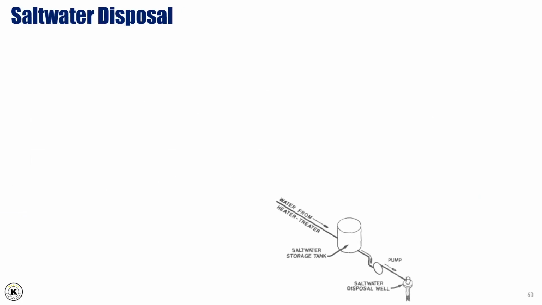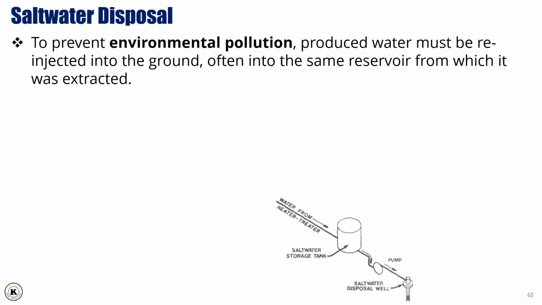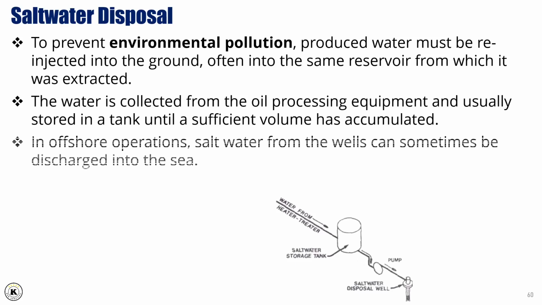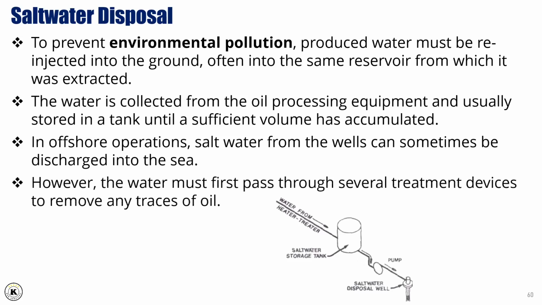Saltwater disposal. To prevent environmental pollution, produced water must be re-injected into the ground, often into the same reservoir from which it was extracted. The water is collected from the oil processing equipment and usually stored in a tank until a sufficient volume has accumulated. In offshore operations, salt water from the wells can sometimes be discharged into the sea. However, the water must first pass through several treatment devices to remove any traces of oil.